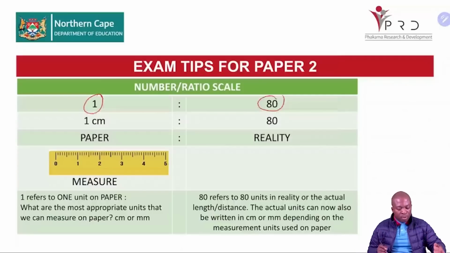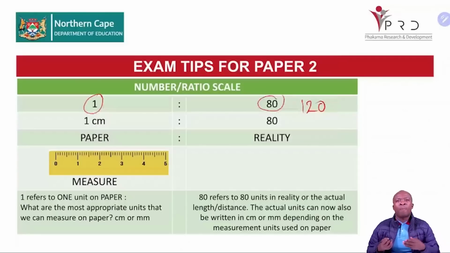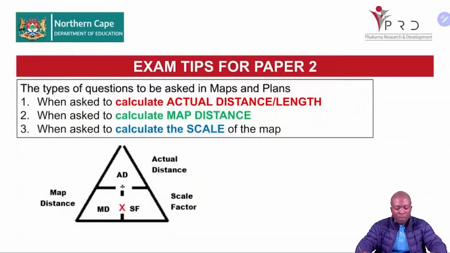Okay, 1 unit on the plan represents 80 units in reality. So if they have given you 120 here, then you're going to say 1 unit on the plan represents 120 units in reality. Just for that sentence, you do get 2 marks for that. So it's very important. Another thing that you should take note of, immediately you get the paper and they say to you, you must start writing.